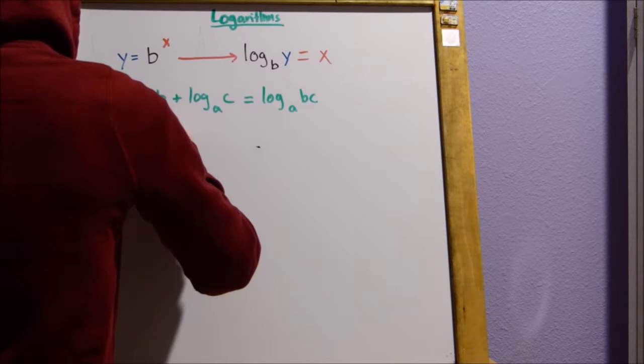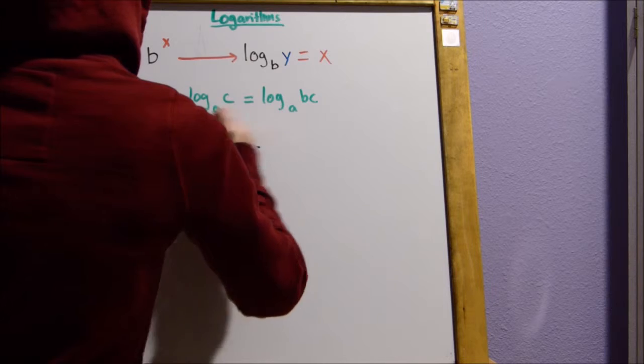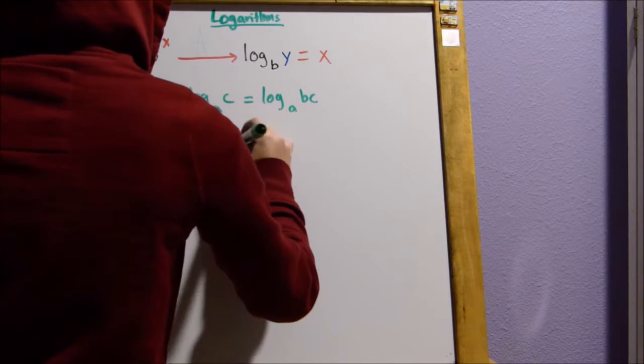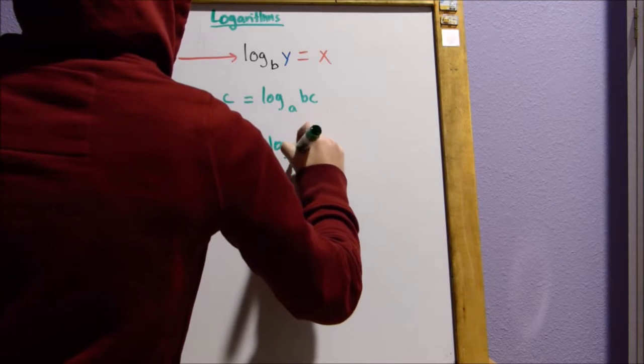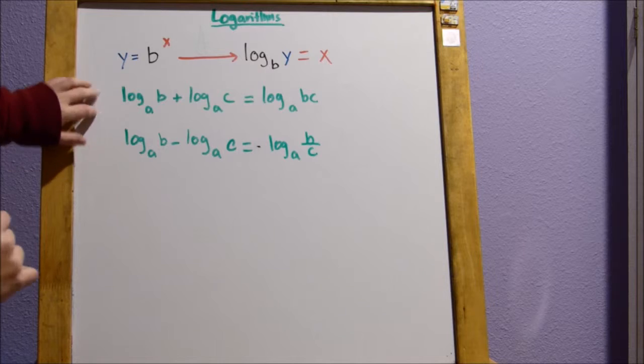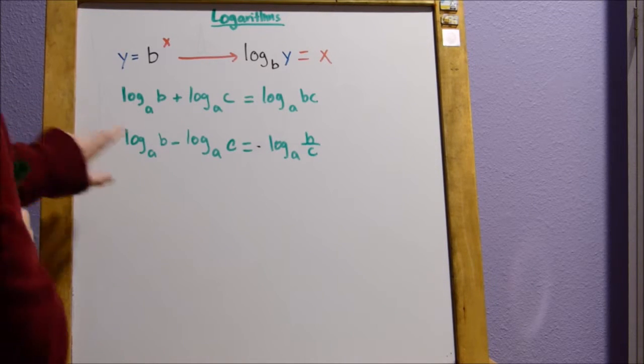Whatever works for addition should also work for subtraction, and whatever works for multiplication should also work for division. So log base a of b minus log base a of c should equal log base a of b over c. Right? Addition and multiplication, subtraction and division.